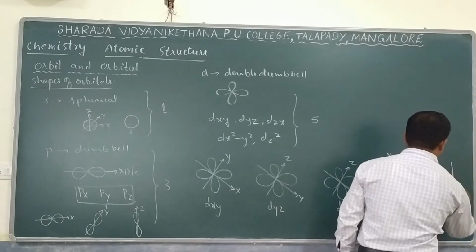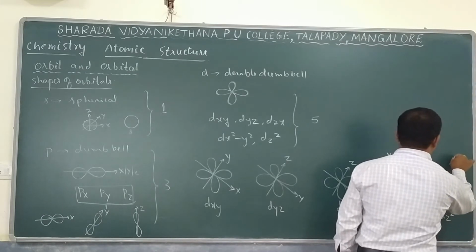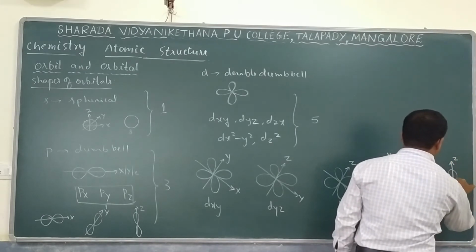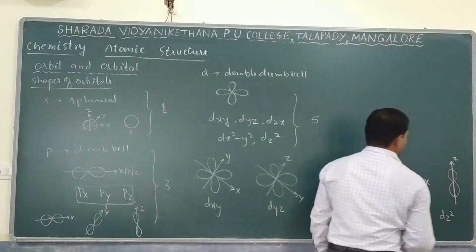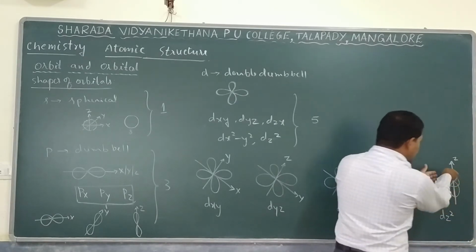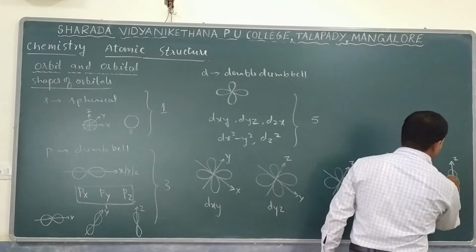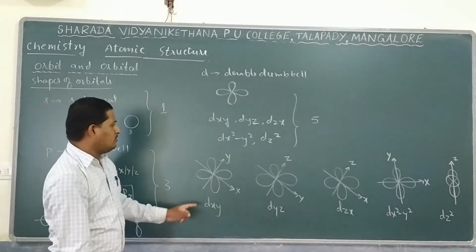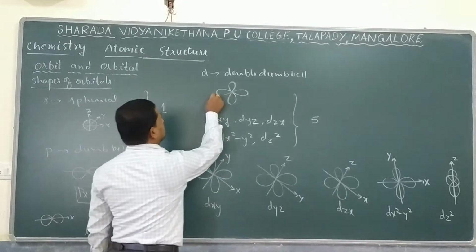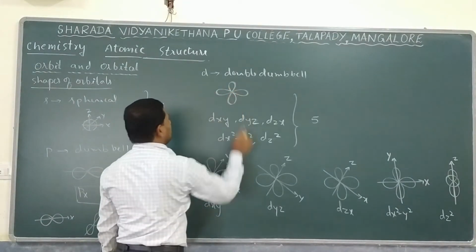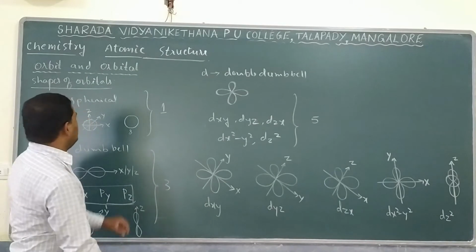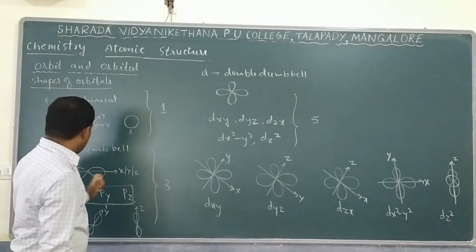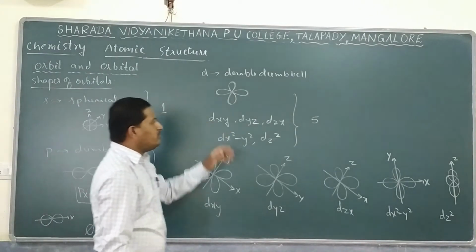So this is the direction, or a symbolic representation, for dz square. This is the one dumbbell along the z axis, and this is perpendicular to that. So this is the symbolic representation for the 5 d orbitals. Remember, totally 5 d orbitals are present. Double dumbbell is the shape for d orbital. So the number of s orbitals is 1, p orbitals is 3, d orbitals is 5.